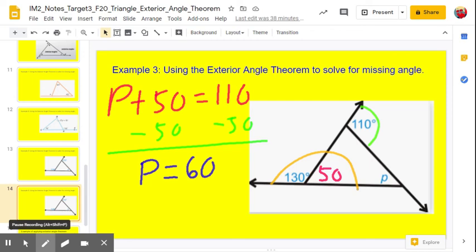Now we're in business. We know that the two remote interior angles for the 110 are P and 50. So P plus 50 equals 110. We subtract 50 from both sides, subtraction property of equality, and we're left with P equals 60. Same answer, but we drove a different way.